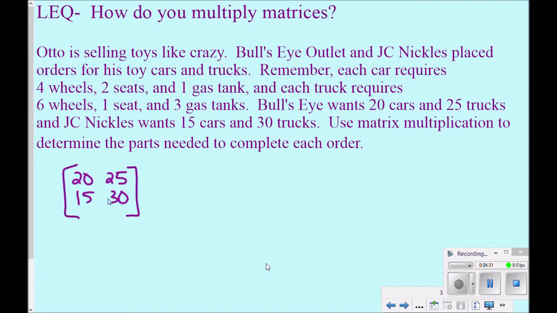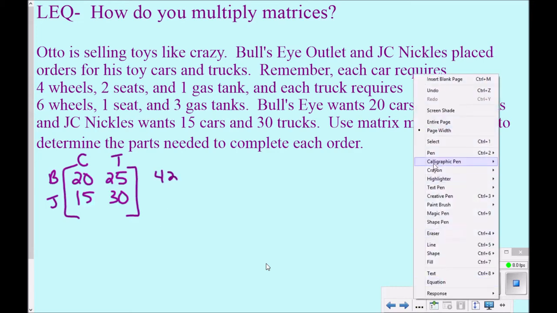So the first row represents Bullseye, and the second row represents J.C. Nichols. So I'm just going to label that. Column-wise, 20 and 15, those are the cars, and the 25 and 30, those are the trucks. So that's my first matrix. The other set of information is right here, the 4, the 2, the 1, the 6, 1, and the 3. So I'm going to put that, whoops, let me make a little bit more space here.